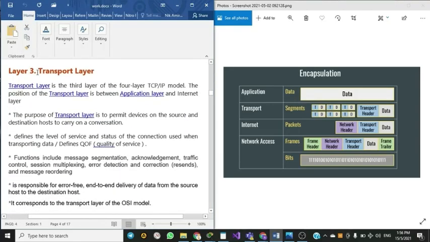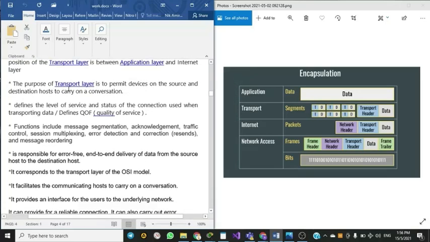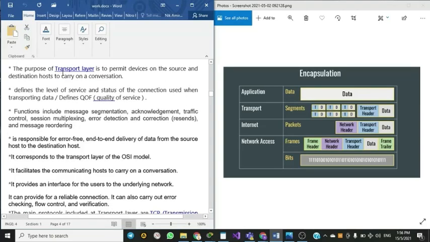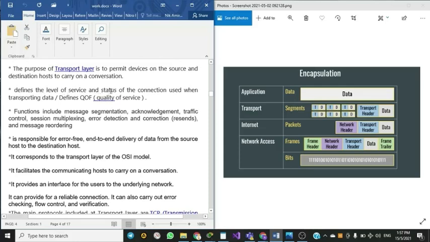Next, layer 3, or the transport layer. The transport layer is the third layer of the four-layer TCP/IP model. The position of the layer is between the application and the internet layer. The purpose of the transport layer is to permit devices on the source and destination host to carry on a conversation. It defines the level of service and status of the connection used when transporting data.